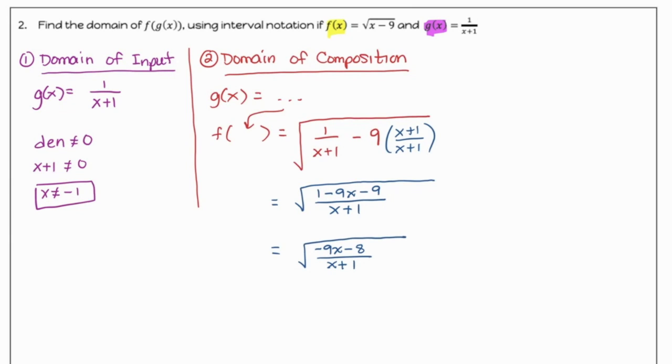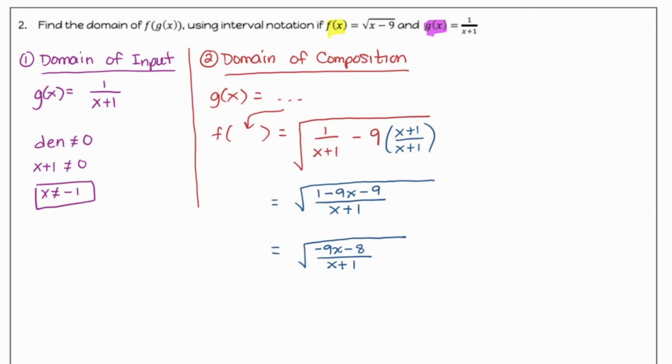And I end up at the square root of (-9x minus 8) divided by (x plus 1). That fraction is under the entire square root. So again, make sure you understand that. It's not a fraction where the square root's at the top.